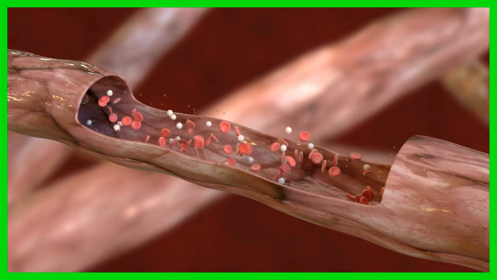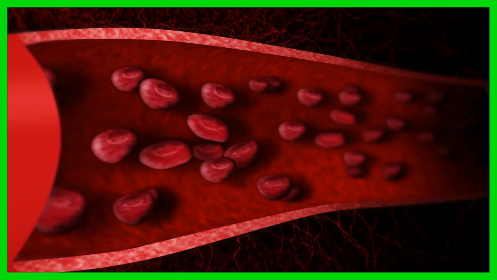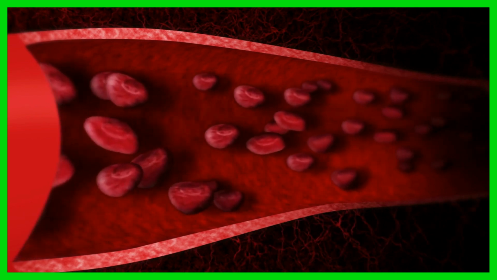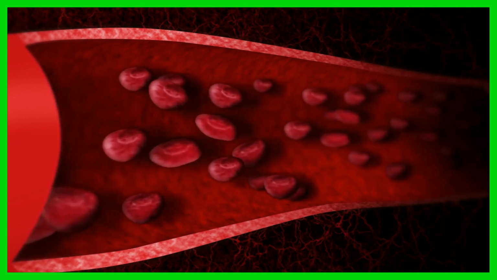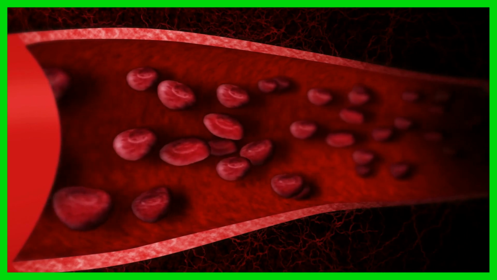Cardiac function. The cardiac cycle is divided into systole, contraction, and diastole, relaxation, of the heart chambers. During ventricular systole, blood is ejected from the ventricles into the blood vessels. During diastole, the heart chambers fill with blood for the next cycle.